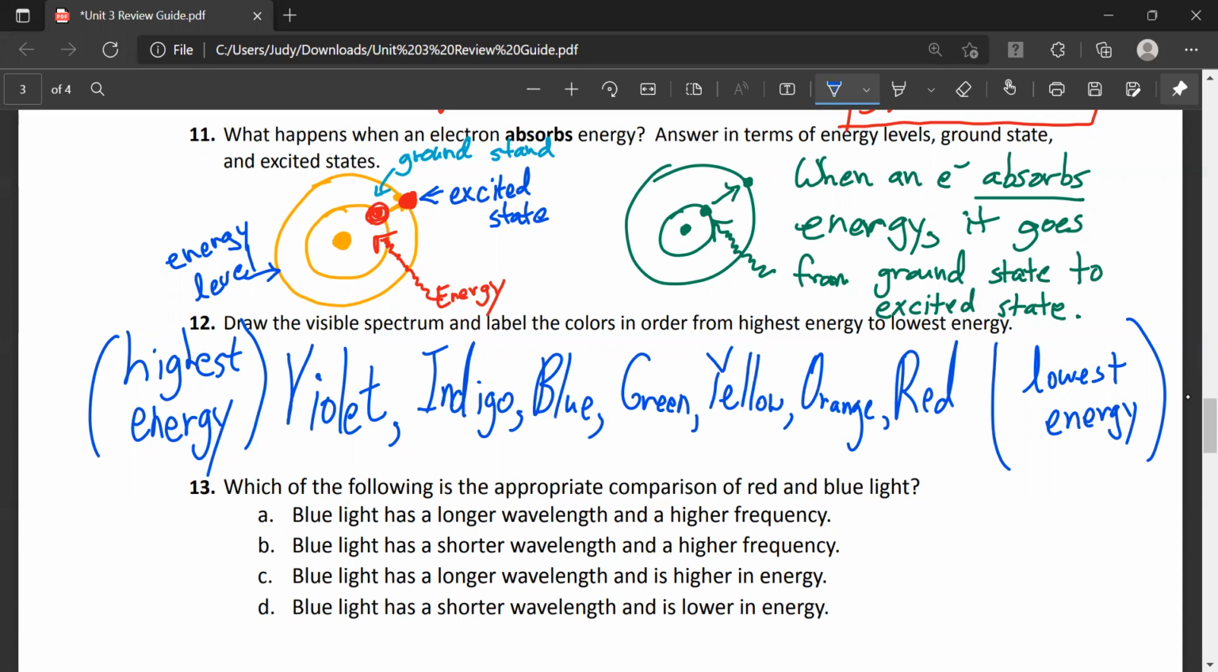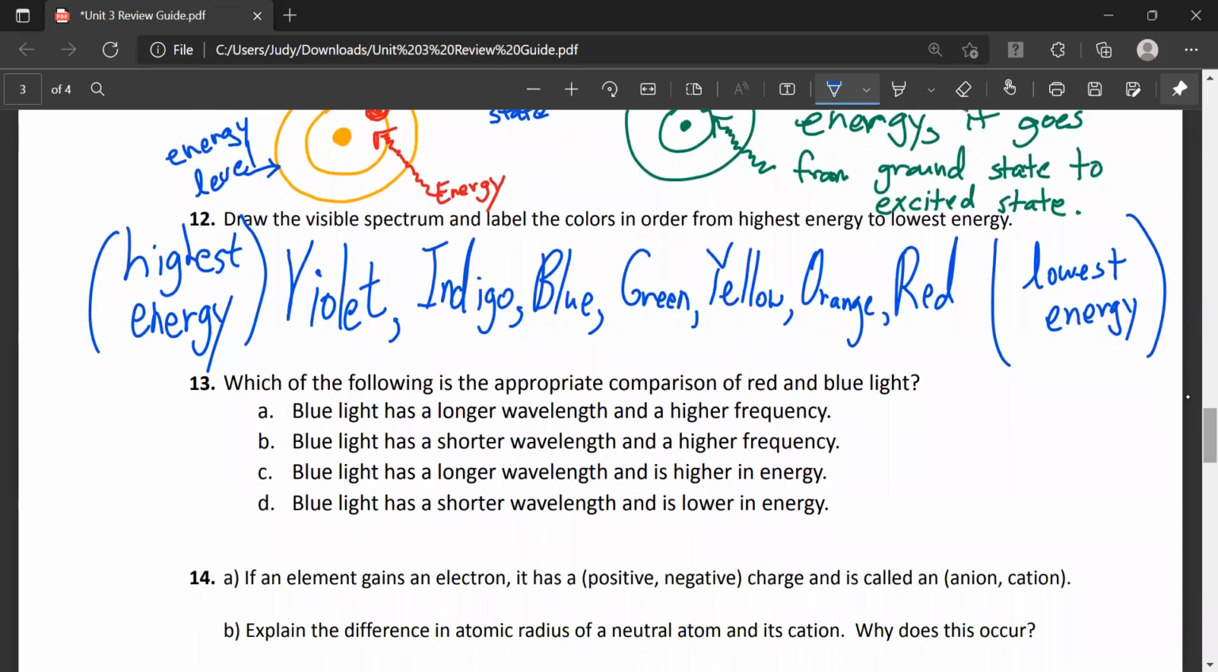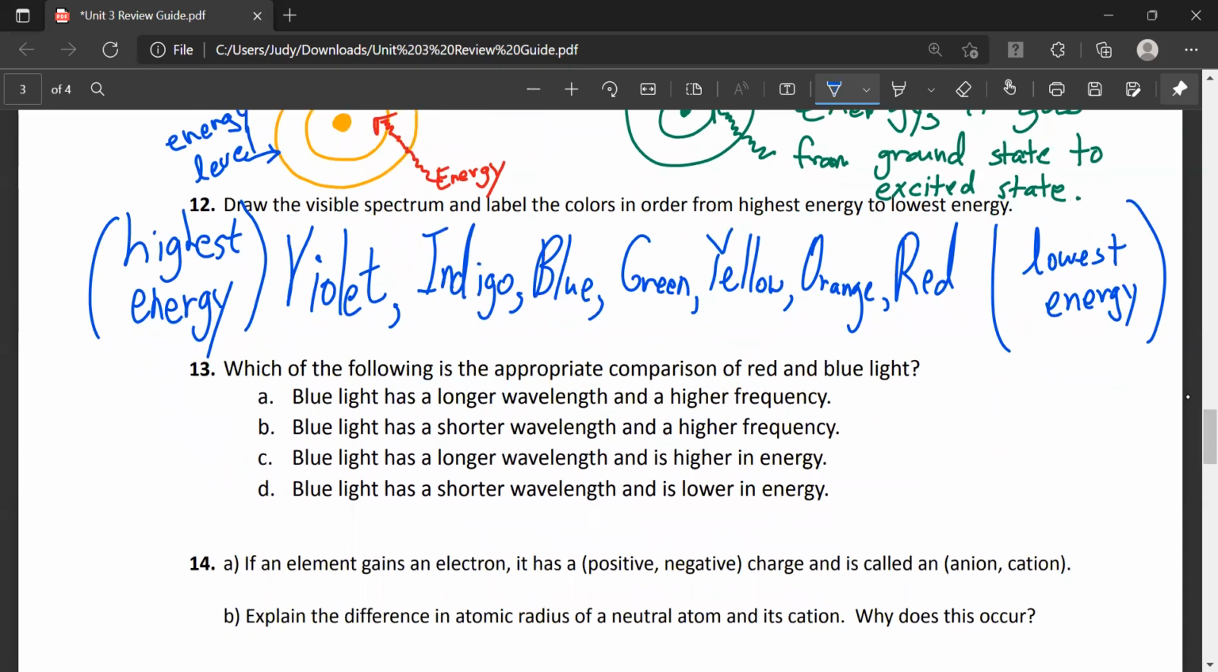highest to lowest energy. So having that mindset that we just talked about for number 13, we mentioned that the higher the energy, the higher the frequency, which also means the lower the wavelength. So this is the pattern you need to know.